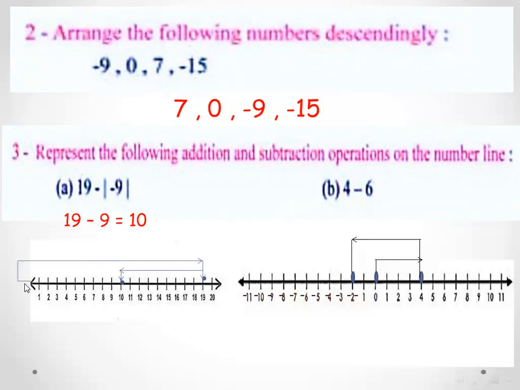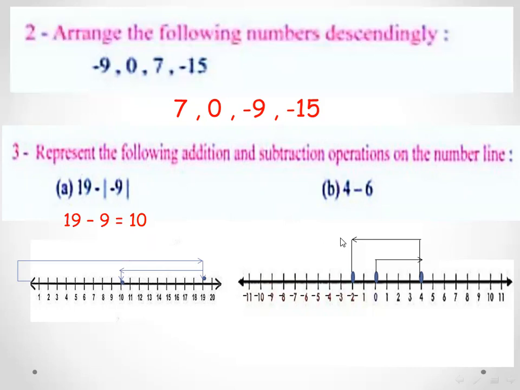Your starting point is going to be 0 on the number line. Then I have the 19 here positive, so I'm going toward the positive numbers till I reach 19. Okay, then I'm going to stop. Minus 9, minus means I'm going to move backward. How many steps? 9 steps. From 19, 9 steps: 1, 2, 3, 4, 5, 6, 7, 8, 9. So I'm going to stop at 10.